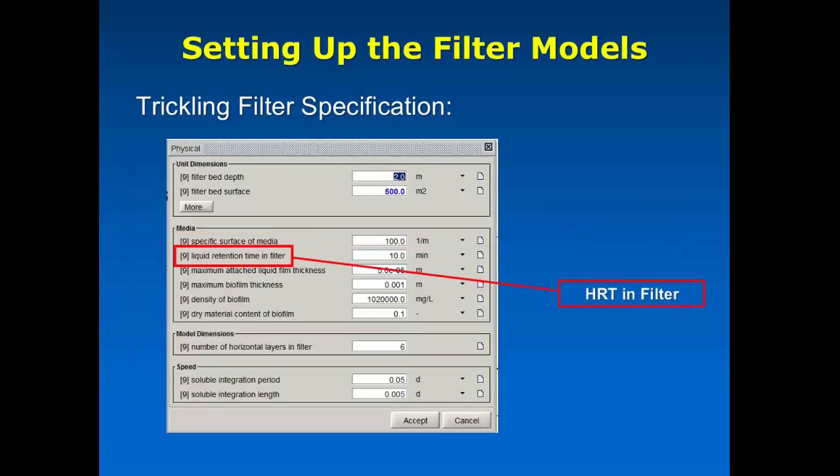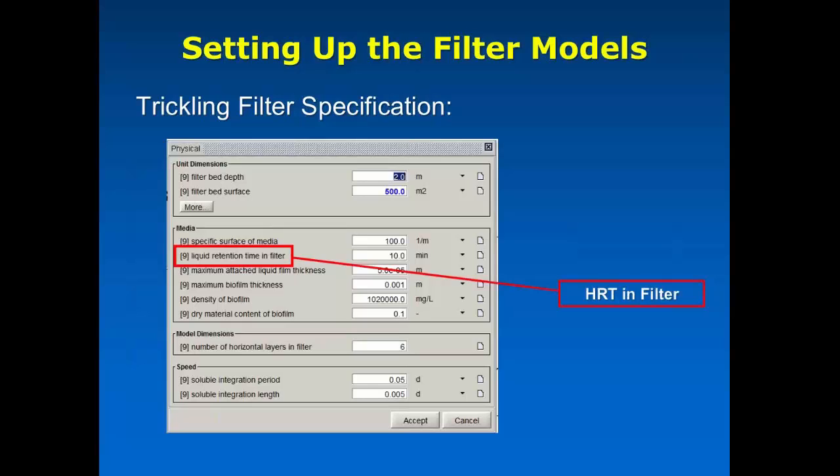So we take the total volume and then multiply by this number to get to the specific surface. We, of course, also have the liquid retention time in the filter. Now, this is different than all of the other types of models that we have. As you probably know, if you're modeling conventional activated sludge or most of our other objects, HRT is actually something we calculate. We don't normally ask for that.